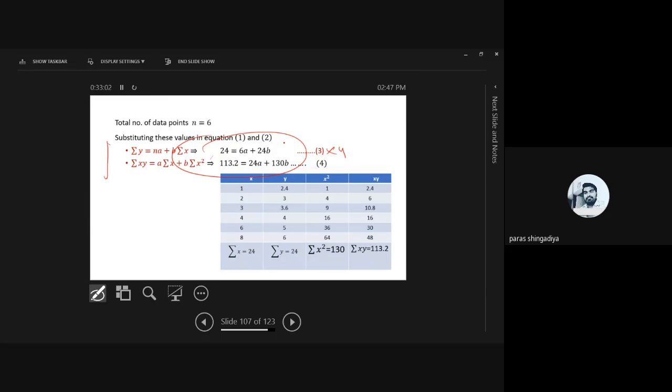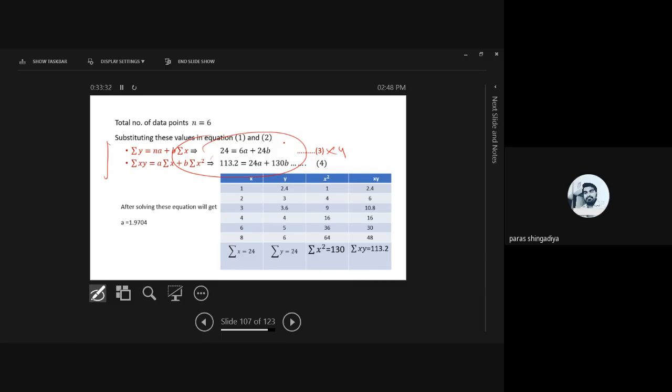Shift mode. There are 3 options: SCI, mode and all. So you have to consider all. Press 3 and then equal. So it will reset all, and all the stored values will be removed. Then press the button and enter all the values: 1, 2.4, then 2, 3, 3, 3.6, 4, 4, 6, 5, 8, 5. Okay, 8, 6, sorry.